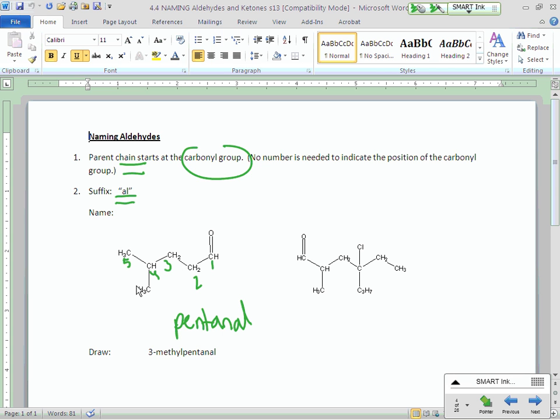Okay? I do have a group. It's in the number 4 position. It could be in the 3 or the 2 position, so I do need a number. So this is a 4-methyl. Oops, what am I doing? I'm losing my mind. 4-methyl pentanal. All right? So again, aldehydes are easy. There's that guy there. That's number 1, no matter what. Number 2, number 3, number 4.